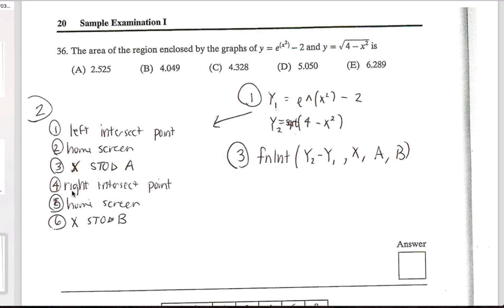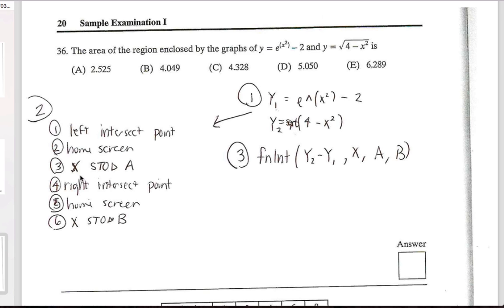Then go back to your graph and find the right intersection point. Go back to your home screen, press X, store in B, and you'll get the right intersection point at that time. Once you find the left and right intersection points, and honestly, in this question, it was a matter of symmetry. If you were able to figure that out, good for you.